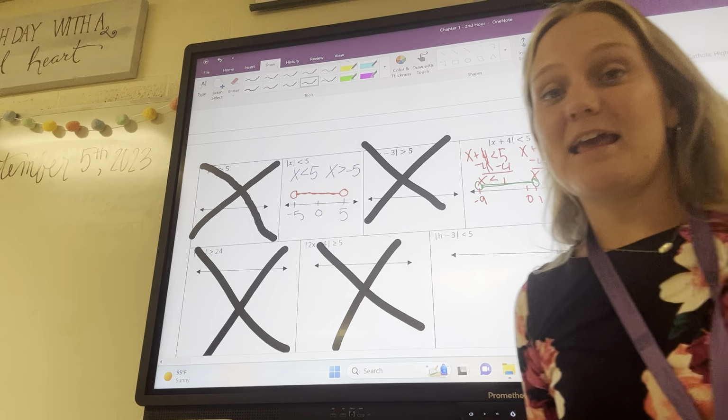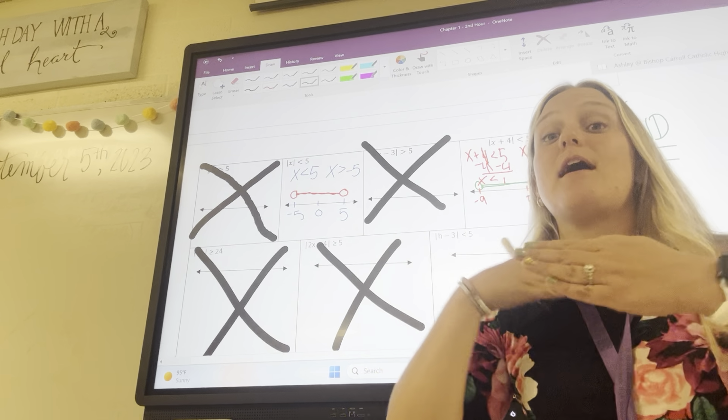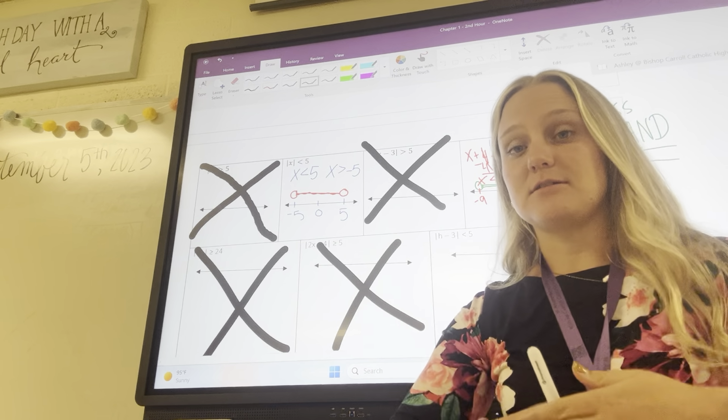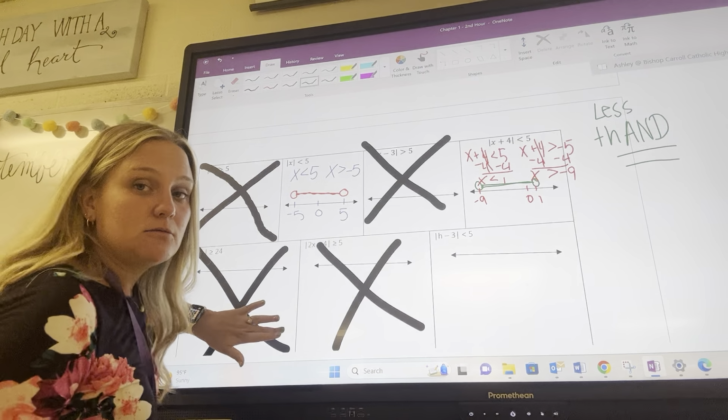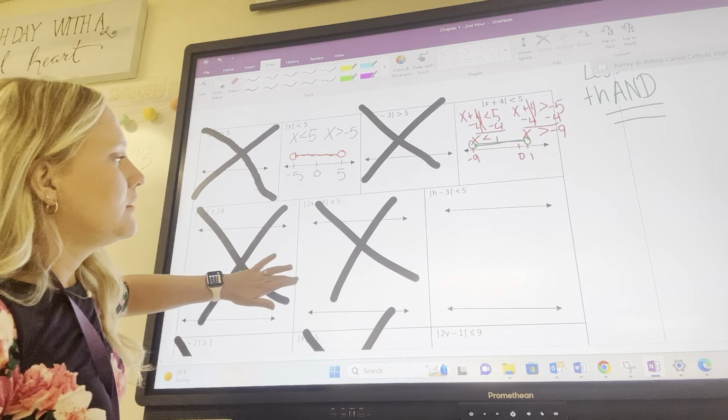Less than. It's going to make an "and" inequality. It's going to be shaded in between every single time today. If you get something that's not shaded in between, you did something wrong. These ones are greater than, which is what we will be doing tomorrow.